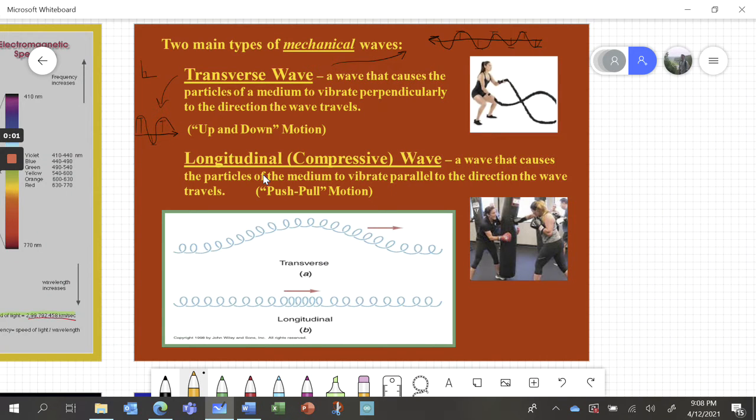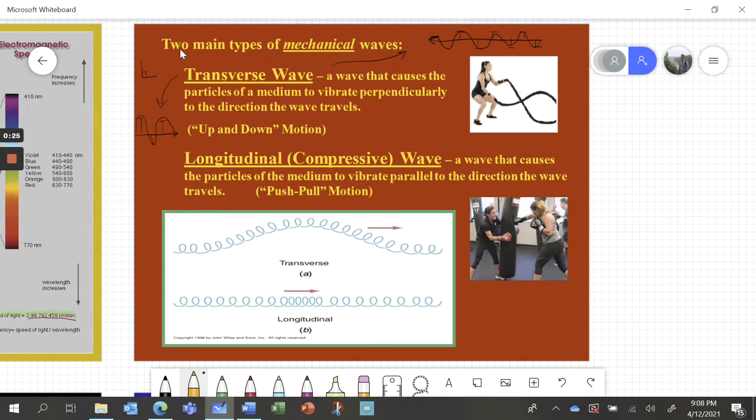Mechanical waves are the types of waves that interact with matter. Just like you interact with matter, you drink water, you walk to school, you pet a dog, you interact with matter because everything is made of matter except for light, but that's a different story.